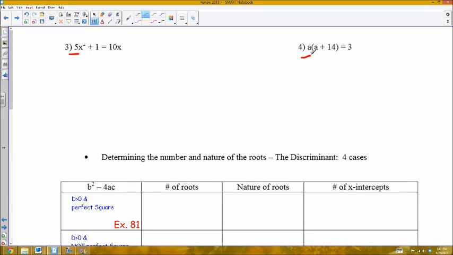Keep in mind you have to first get them in standard form, so you have to distribute these values, this A, to both of these terms, and then get this in standard form. You also have to get this in standard form, and then determine which method you want to use.